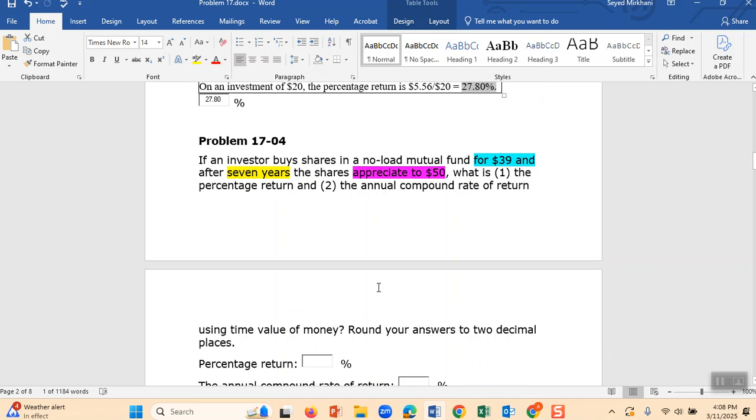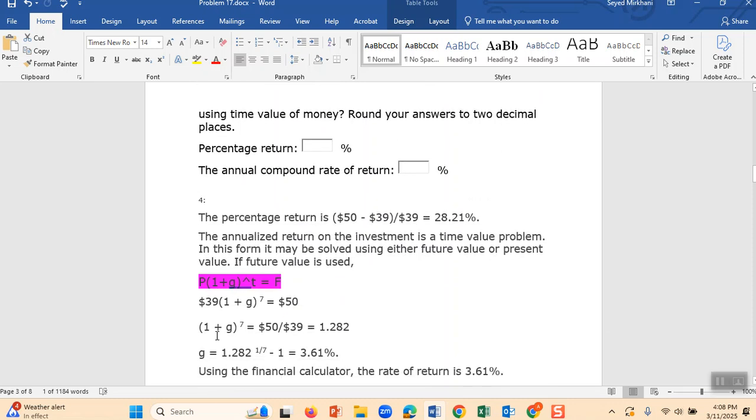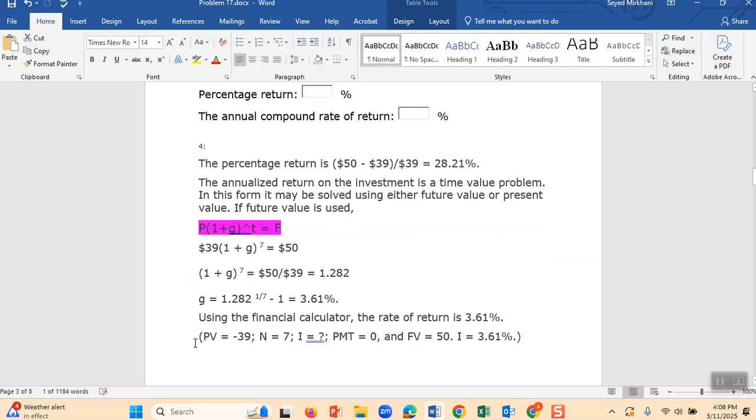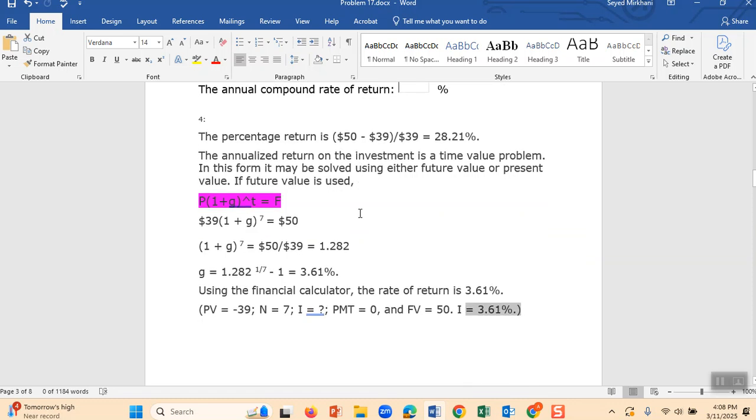If you want to use mathematics, it's a difficult problem to solve, and you see here, this is the mathematical calculation. I made it easy for you. I said use the calculator. Do you see the calculator that you are using? Put 39, rather than negative 39, you can put positive 39, but instead put negative 50. Then your payment is 0, the number of years is 7, and you get your percentage return, 3.61.